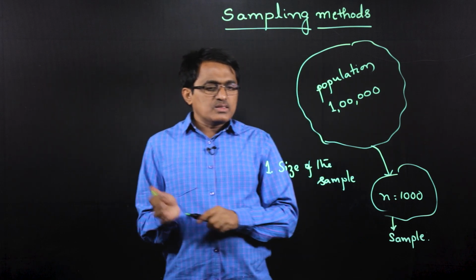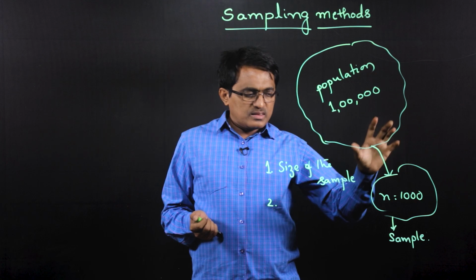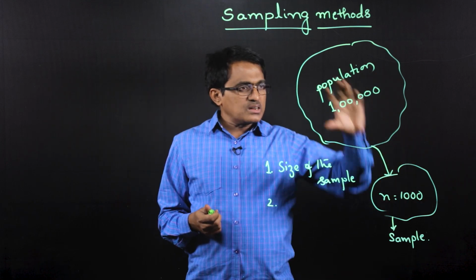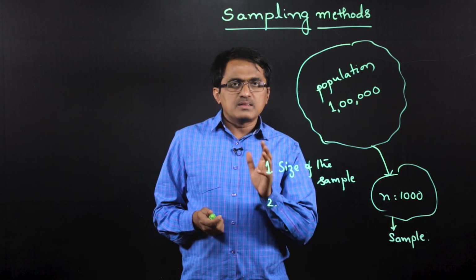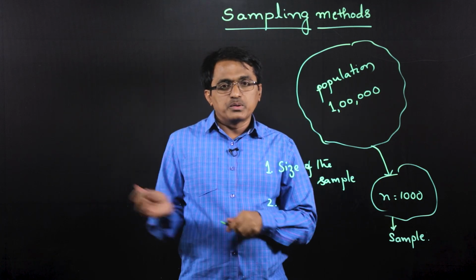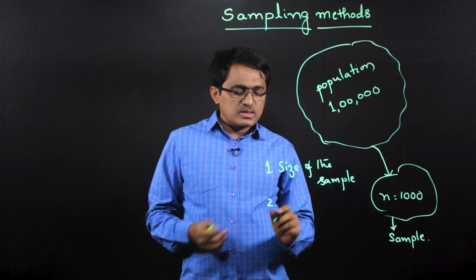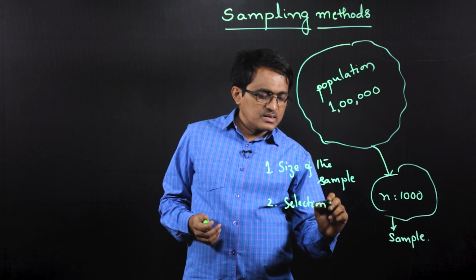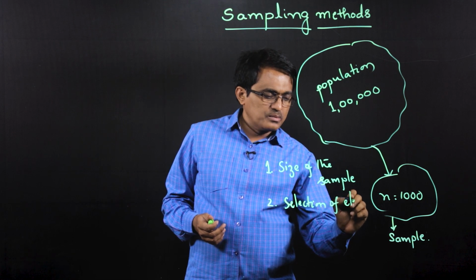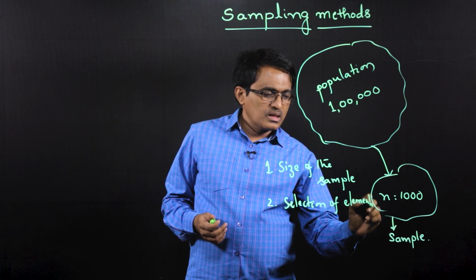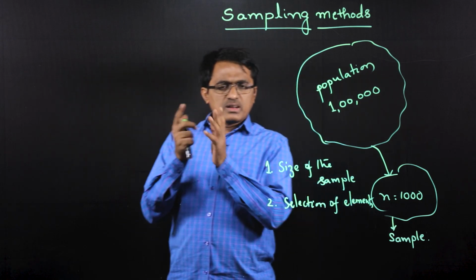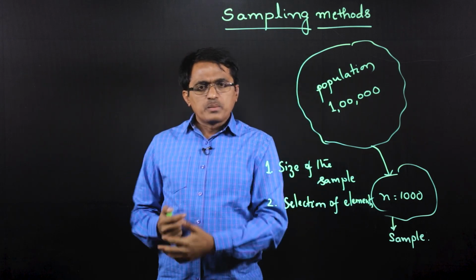And the second thing is, in this example, out of 1 lakh we are selecting 1000 students. So, how are these 1000 selected from the population? That is another important point we have to consider when we go for sampling: the selection of elements in the sample, or selection of the sample. Various methods are there, which we can call the methods of sampling.